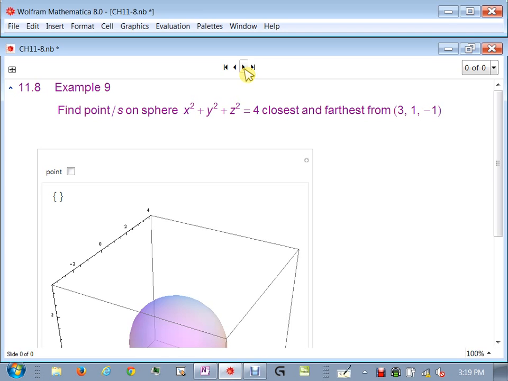I would, yeah. I guess some things could get lost in translation there, but how about this one? Find the point on the sphere x squared plus y squared plus z squared equals 4, which is closest and farthest from (3, 1, -1).